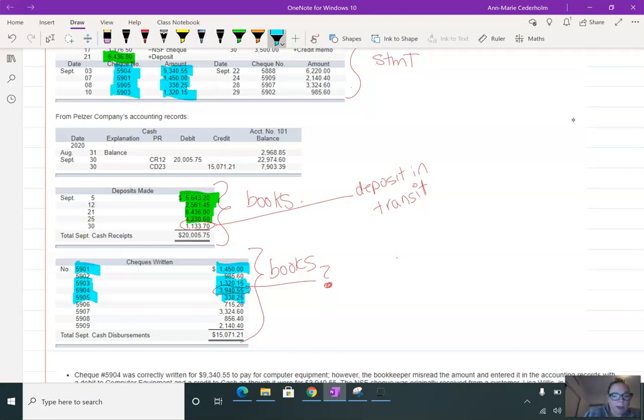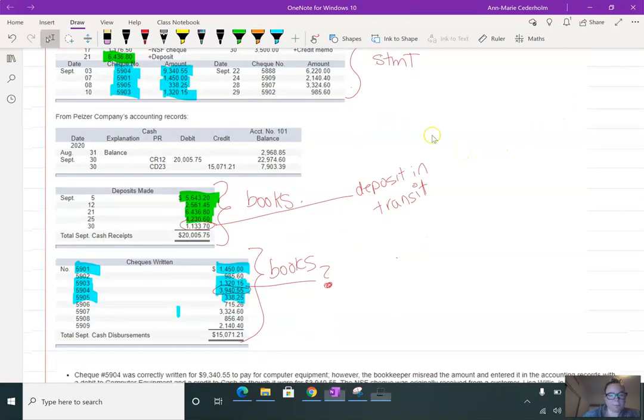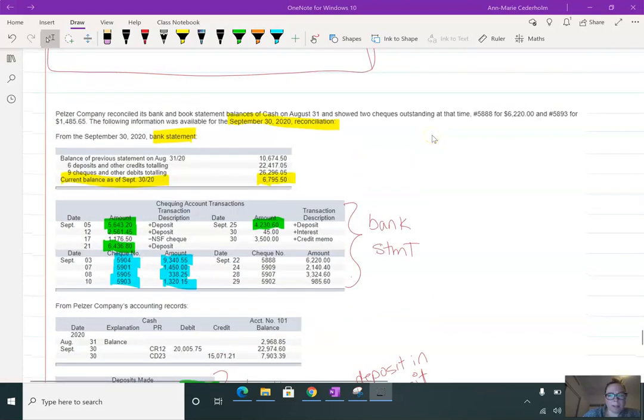And the one for 5888 for 6220, I actually don't see clearing the bank. Or let me just see here. That is the bank. Okay, let's just see. Oh, here's the problem solved. So there was actually two checks from my last month's reconciliation that were outstanding, and those ones cleared the bank. So the one was the 5888 for 6220. So that's the one that went through there.